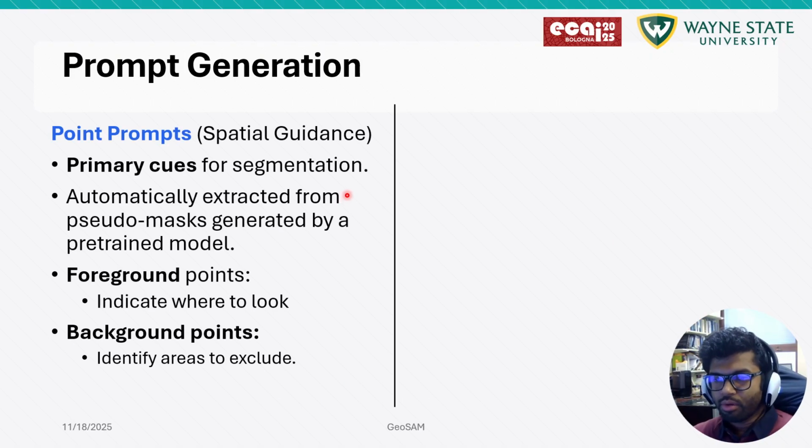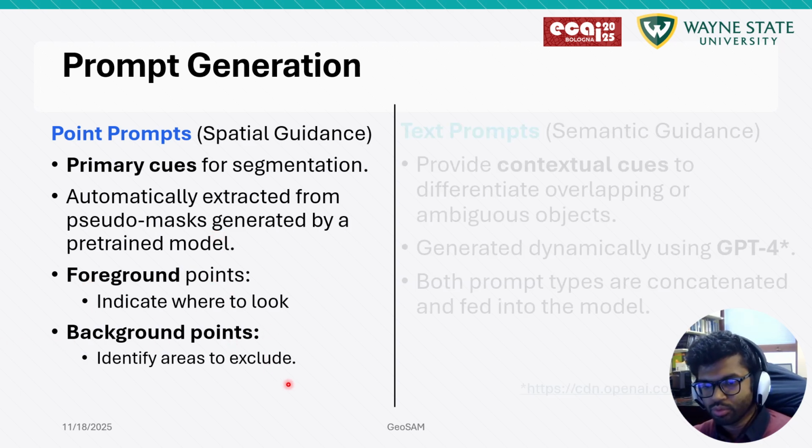Okay. For the prompt generation, first of all, the point prompts are the primary cues for segmentation. As we see, they give SAM the direction of where to look, and they are automatically extracted from the pseudo masks, as we saw in the last image. Foreground prompts are where to look, background prompts are where not to look.